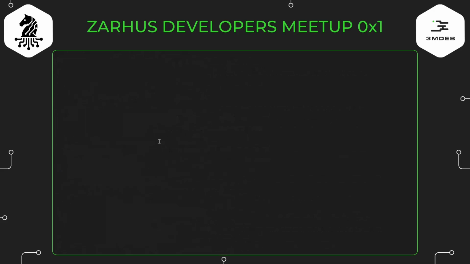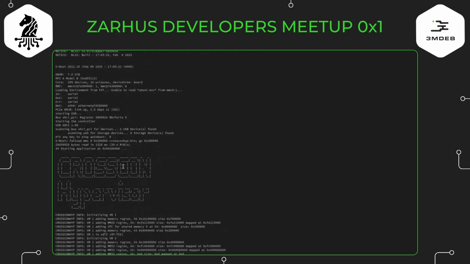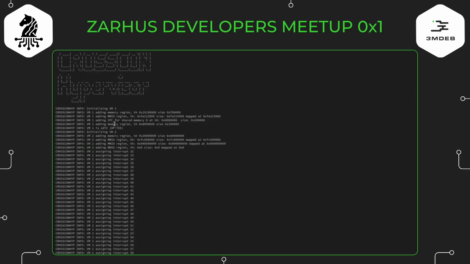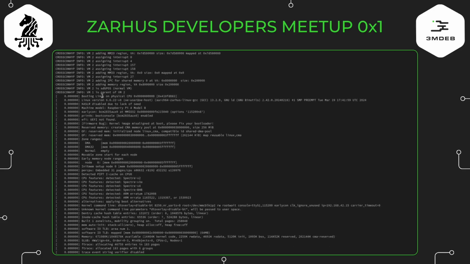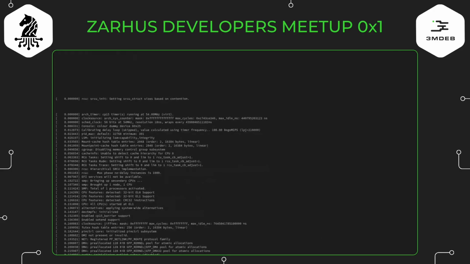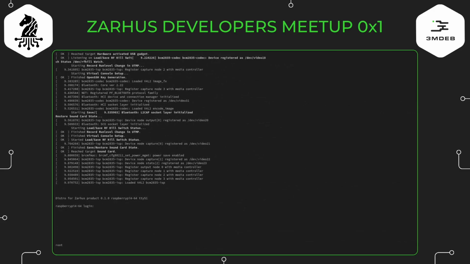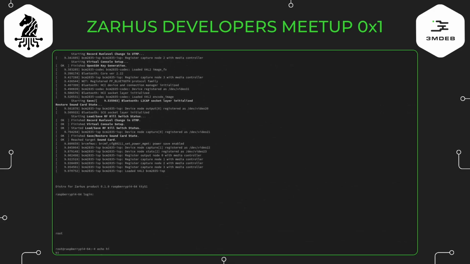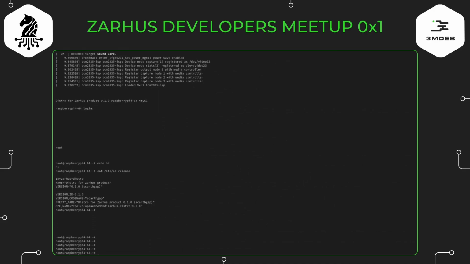So first, you can see that the CROSSCON Hypervisor is the first thing that boots. It starts mapping the VMs and assigning their interrupts, and then we move over to the kernel, as you can see. And finally, at the very end, we should be here, and we have the login screen. We can log in, and we can see that we have Zarhus running.